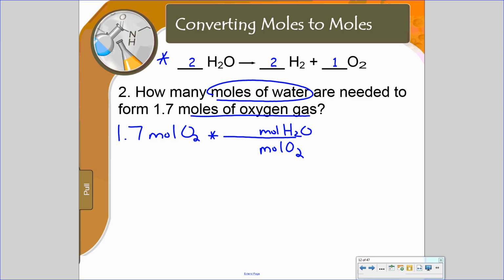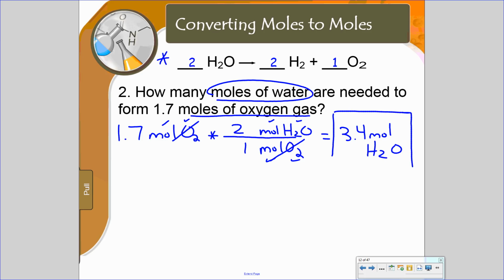And where do we find our mole ratio? From the balanced equation. A 2 is in front of water, and a 1 is in front of oxygen. We cross that out. Notice I wrote the unit and the substance each time. So when we multiply 1.7 times 2, then divide that by 1, we should get 3.4 moles of water. I am paying attention to significant digits, and I am showing all of my work.